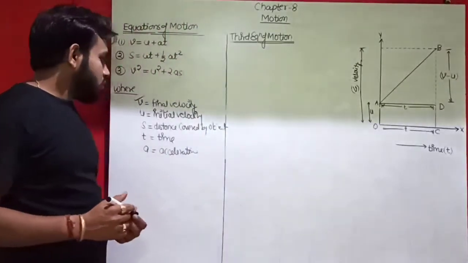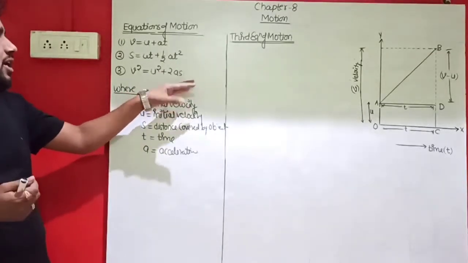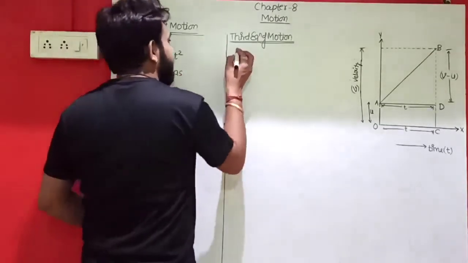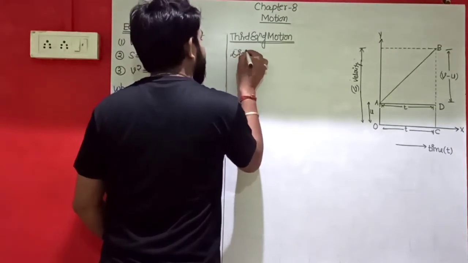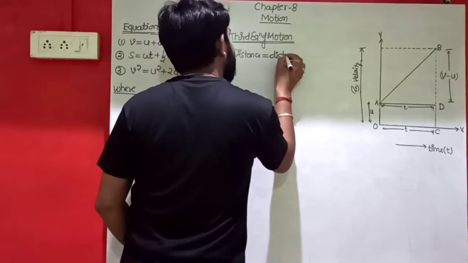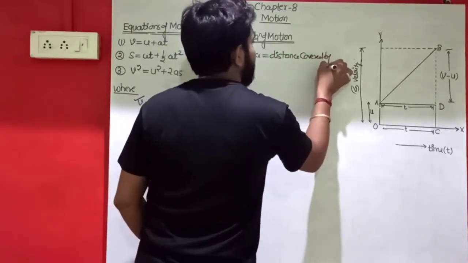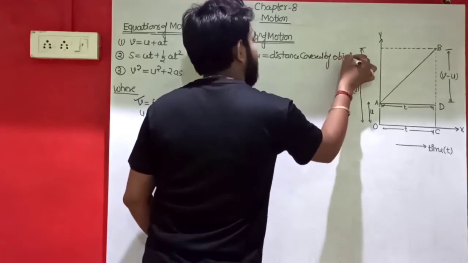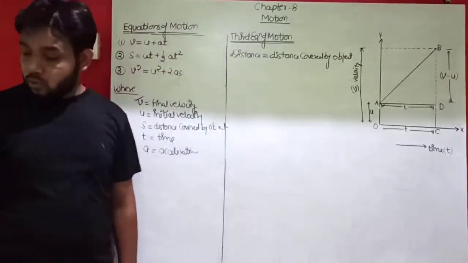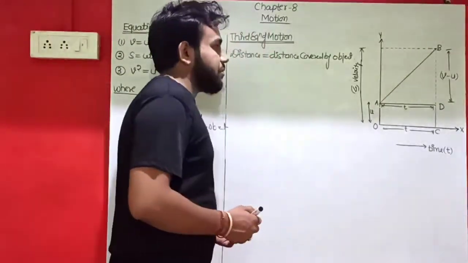स्टूडेंट देखिए, थर्ड इक्वेशन ऑफ मोशन में भी डिस्टेंस की बात हो रही है. सो क्लियरली हम लोग डिस्टेंस से स्टार्टिंग करेंगे. तो डिस्टेंस इक्वल टू डिस्टेंस कवर्ड बाय ऑब्जेक्ट. ओके, फाइन. सो स्टूडेंट, यू नो व्हाट की डिस्टेंस कवर्ड बाय ऑब्जेक्ट में हम क्या करेंगे.